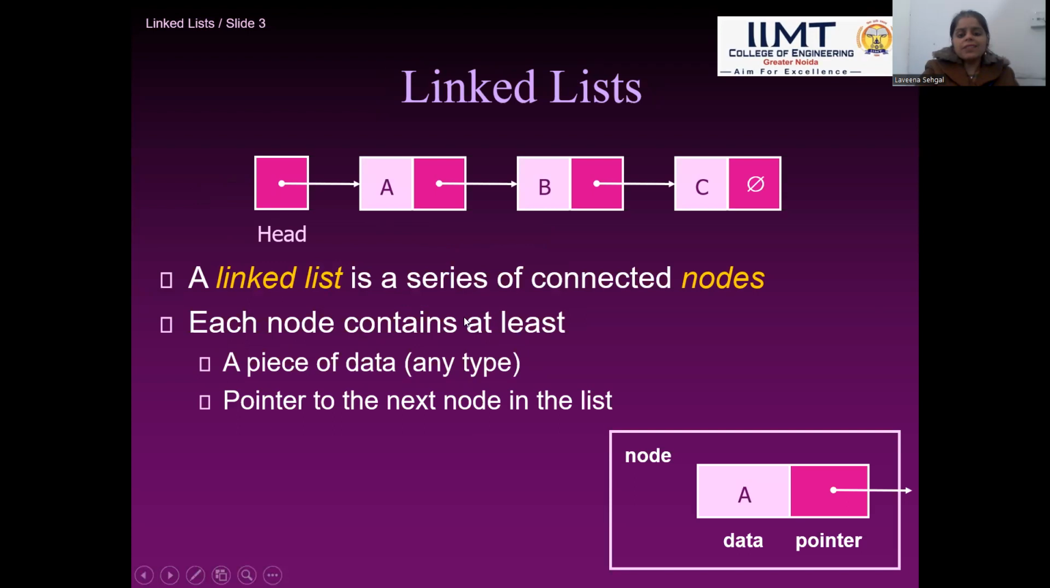It is basically a series of connected nodes. It is represented by a node which contains two parts, two boxes. One is your data, which is your value, and the other is the pointer or address pointing to another node. It comes in the form of a chain, like a long chain. It is called a linked list, right? A linked list is a series of connected nodes. Each node contains at least a piece of data, of any type, and a pointer to the next node in the list.